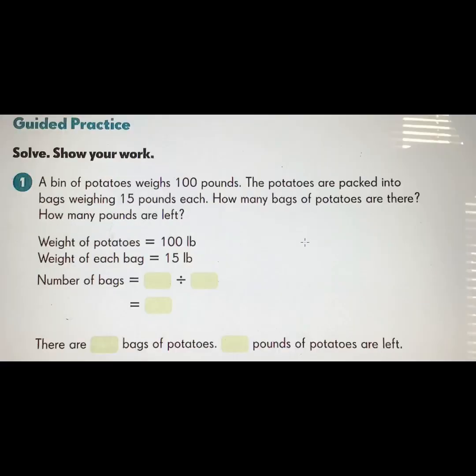Let's take a look at another word problem that is similar to the one we just saw. This one reads, a bin of potatoes weighs 100 pounds. The potatoes are packed into bags weighing 15 pounds each. How many bags of potatoes are there? And how many pounds are left? This is a multi-step problem that requires us to answer two questions.